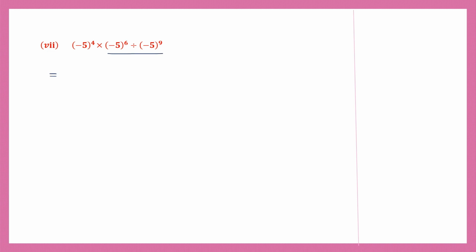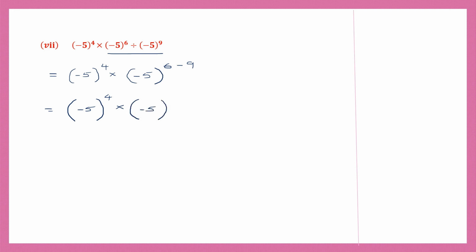So here we have (-5)^4, write it as it is, into (-5)^6 divided by (-5)^9. When it is division and the base is the same, we can subtract the powers. That means we can write (-5), the whole thing, raised to the power of 6 minus 9. So this is (-5)^4 into (-5).